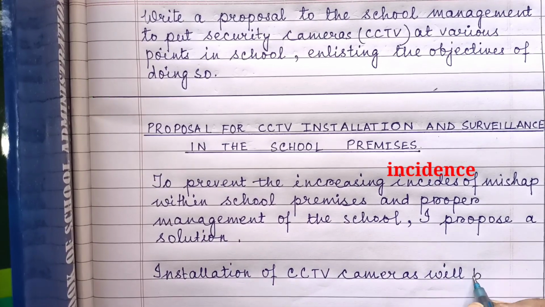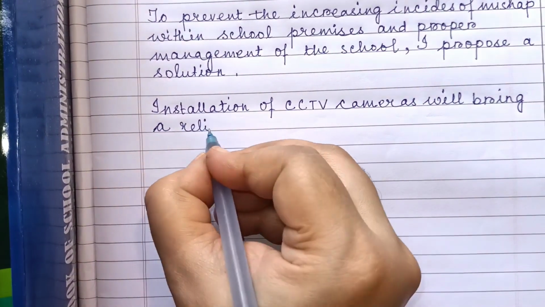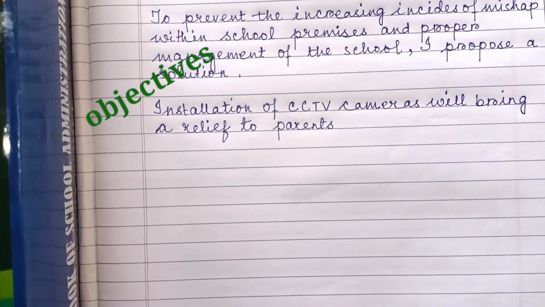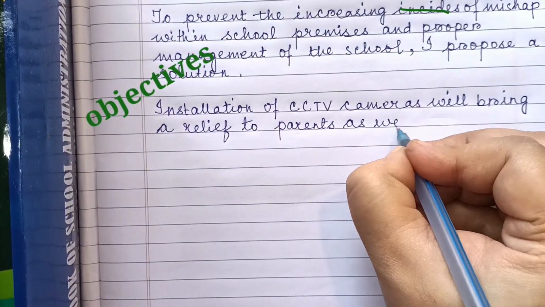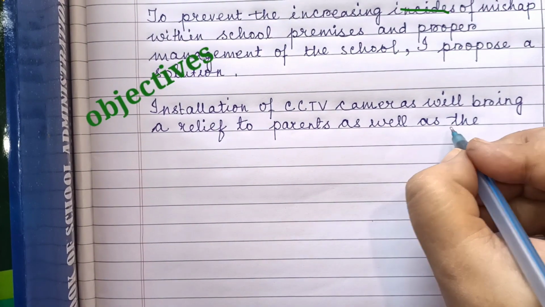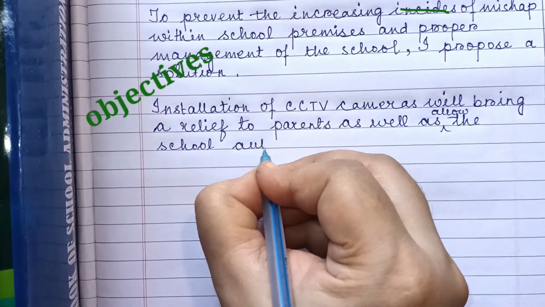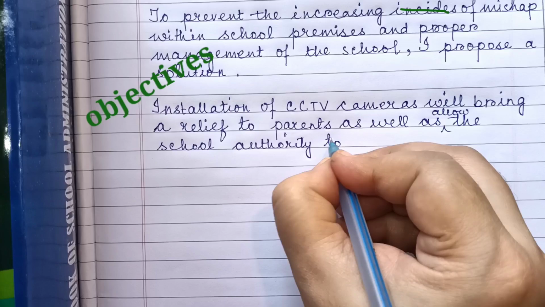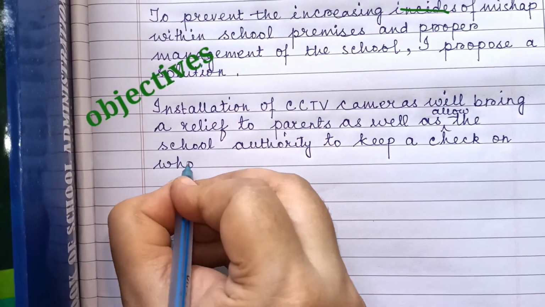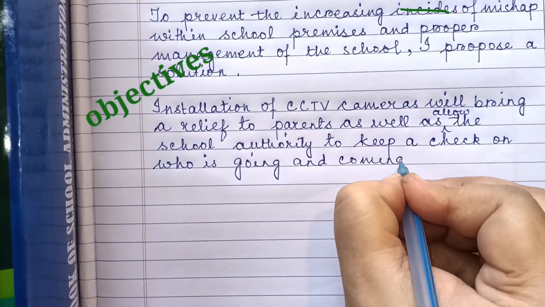Can you guess? Yes, you have guessed it correctly. I am writing the objectives, the desired outcomes, and just read the desired outcome. See how I have framed my objectives. I have used just 2 sentences to pack in as much information as I can. Installation of CCTV cameras will bring a relief to parents as well as allow the school authority to keep a check on who is going and coming.